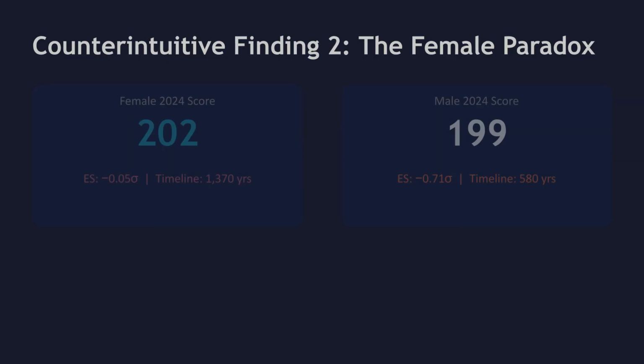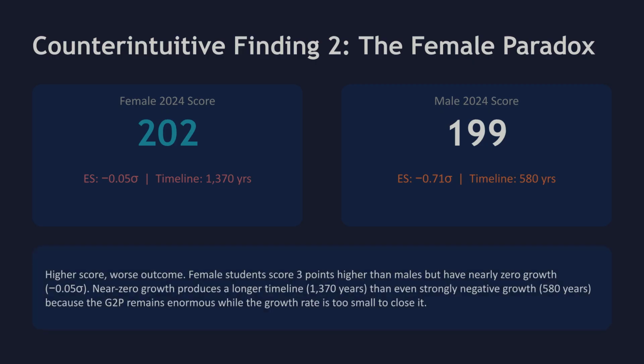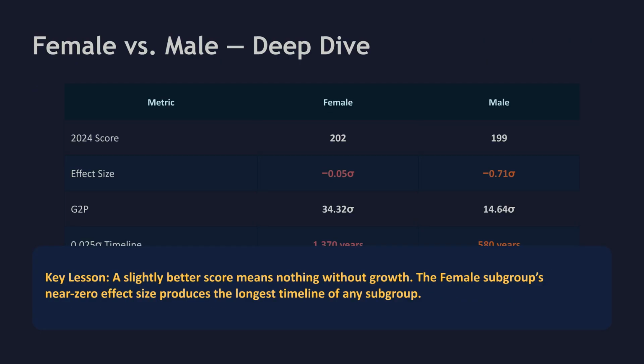The female paradox shows that female students score 3 points higher than males, yet face a timeline nearly 3 times longer, 1,370 years versus 580 years. Their near-zero growth rate cannot close their large gap to proficiency, resulting in the longest timeline. The key lesson from the comparison of female and male subgroups is that a slightly better score is meaningless without growth. The female subgroup's near-zero effect size produces the longest timeline of any subgroup.